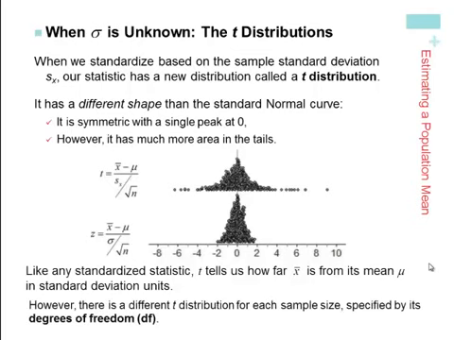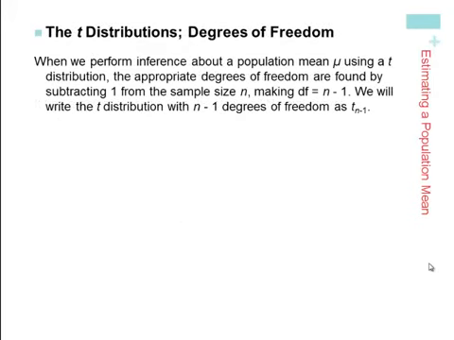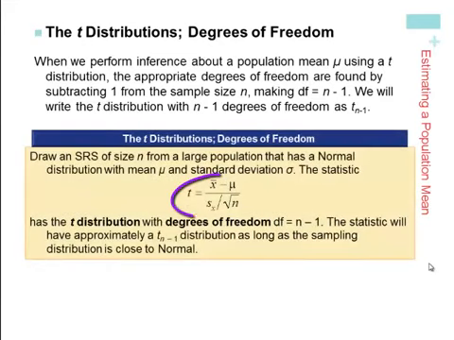However, there is a different t distribution for each sample size taken, specified by its degrees of freedom. Degrees of freedom for a t distribution is n minus 1, and it's denoted t sub n minus 1. When standardizing, t is equal to x bar minus mu divided by s sub x over the square root of n, with n minus 1 being the degrees of freedom.